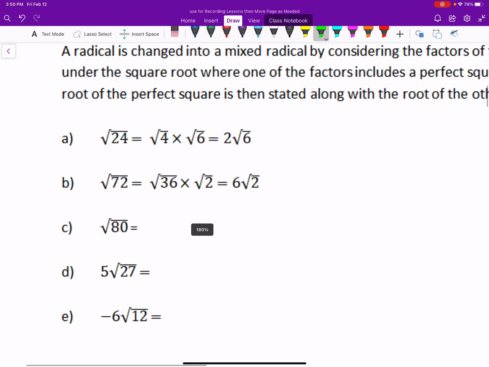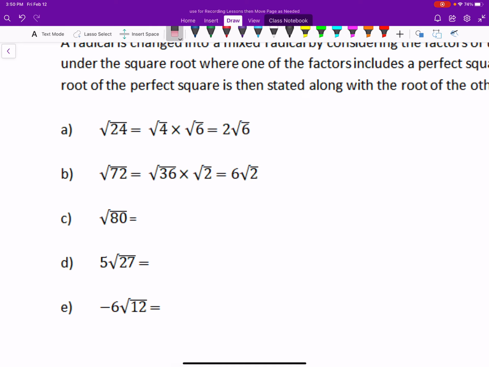So here's a couple of examples. Square root of 24. That's not a perfect square, so I can't just take the square root of it. What I can do is break it down into a perfect square, which is the root 4, times, again, something that's not a perfect square, the root 6. The square root of 4 is 2, and so that's where the 2 comes from, and the square root of 6 stays the same. So that would be 2 root 6.